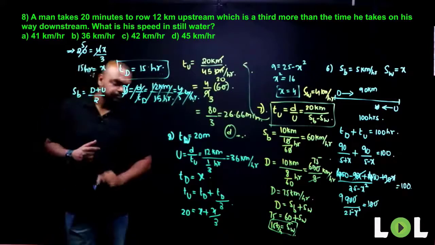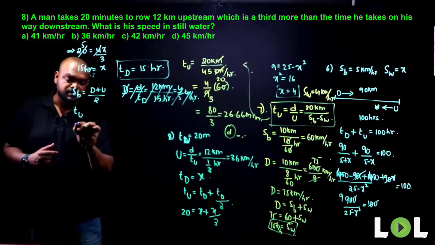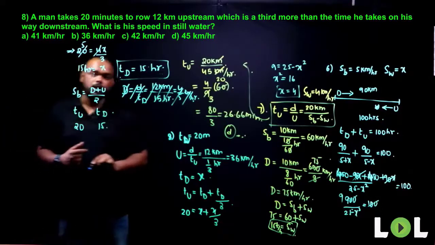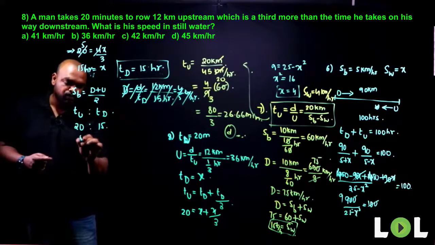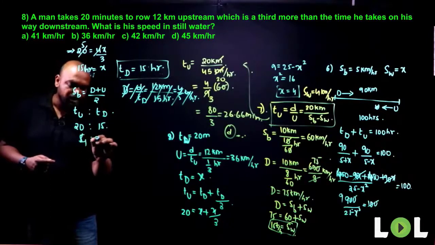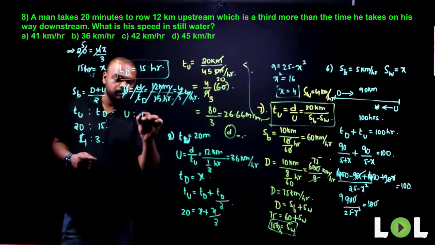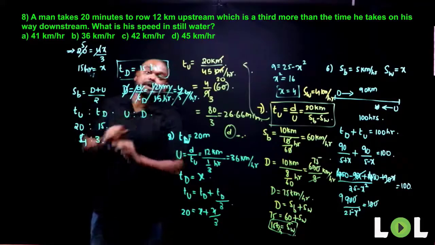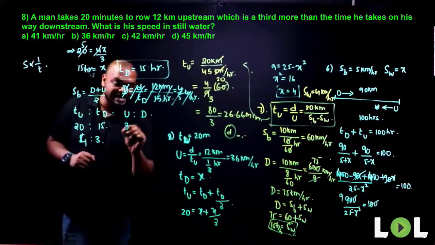Observe. We know time taken during upstream is 20 minutes, whereas time taken during downstream is 15 minutes. Okay. Now we have the time ratio. What is it? 5 into 4, 5 into 3. 4 is to 3. It means we must get the upstream and downstream speed ratio. Time ratio is 4:3, so what is the speed ratio? Do not forget inverse proportionality. We will get this as 3:4.